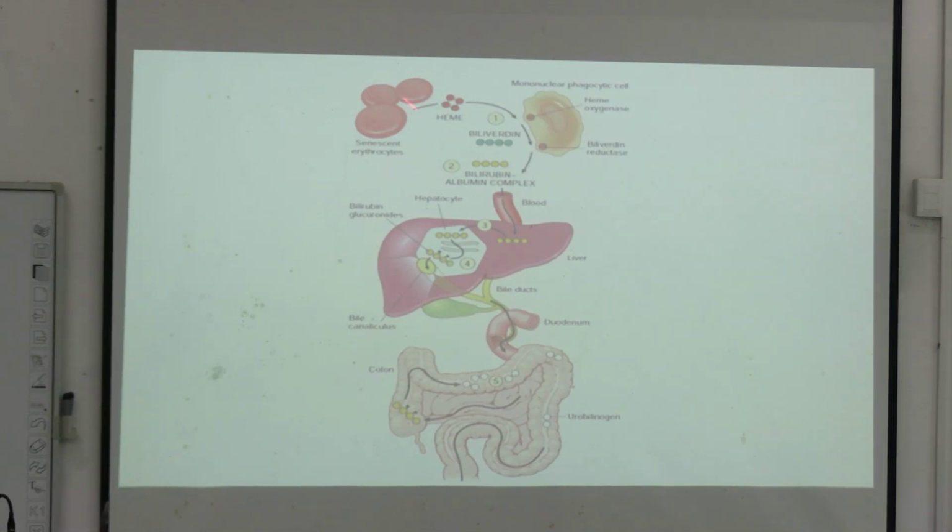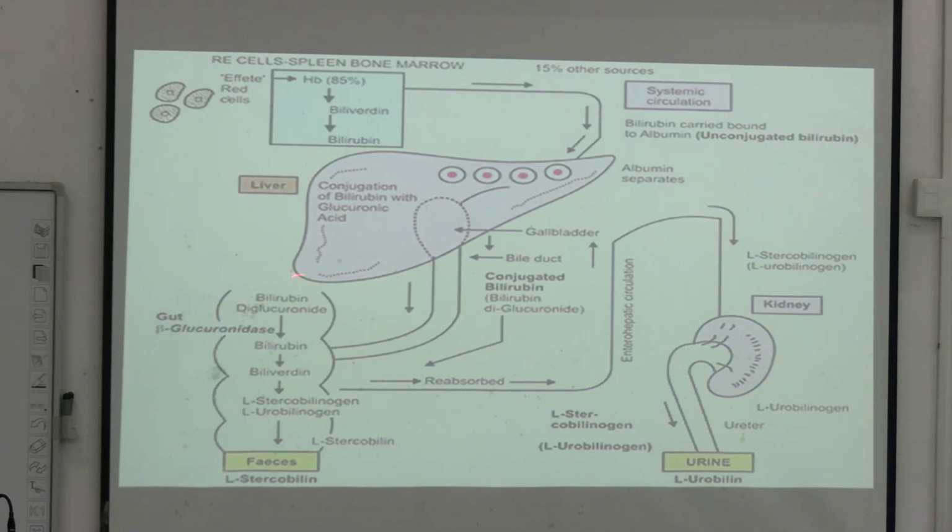So here you can see heme, from heme to biliverdin, from biliverdin to bilirubin, then bilirubin-albumin complex, then liver, hepatic uptake, then bile, gut, and here it forms urobilinogen and stercobilinogen. See, it is stercobilin and urobilin.